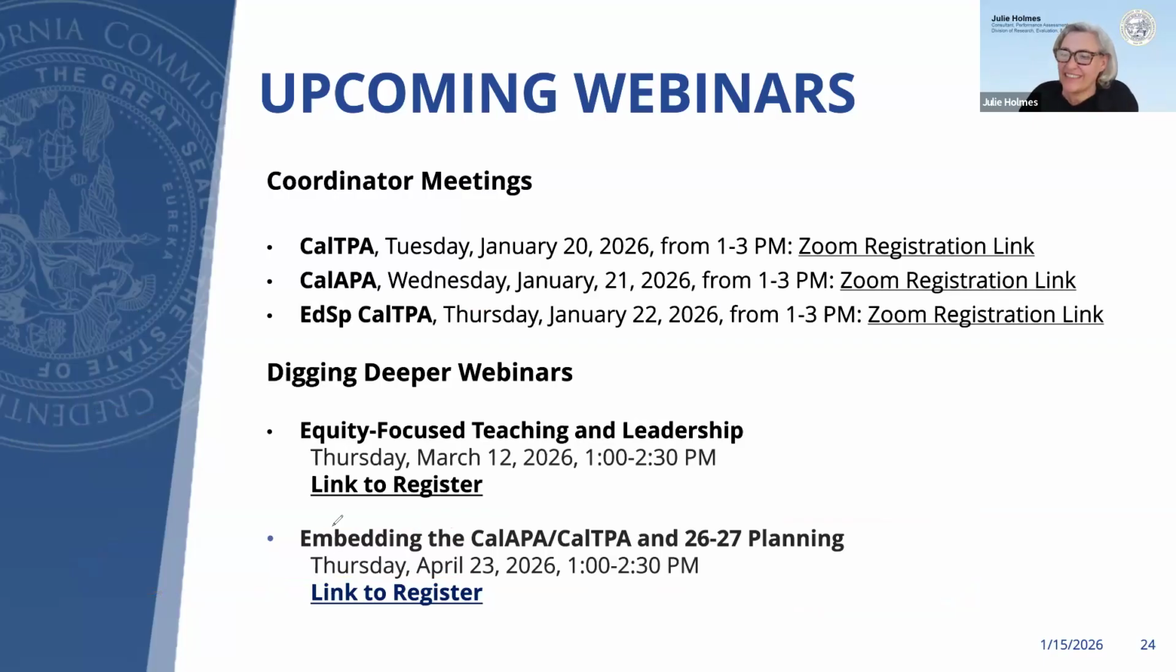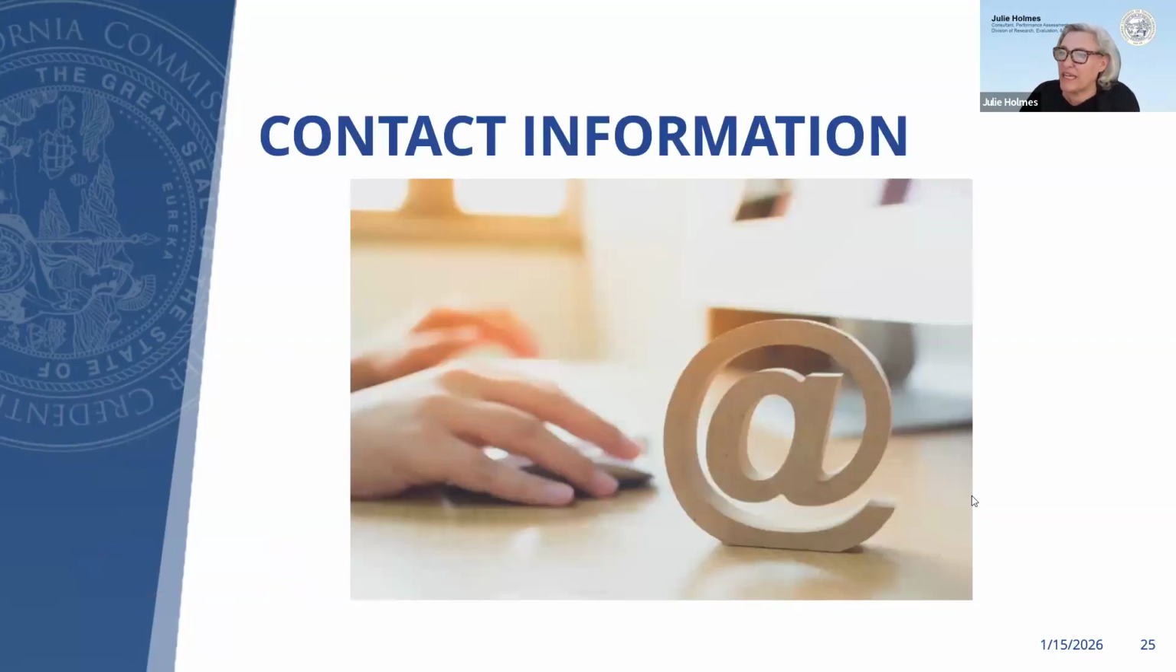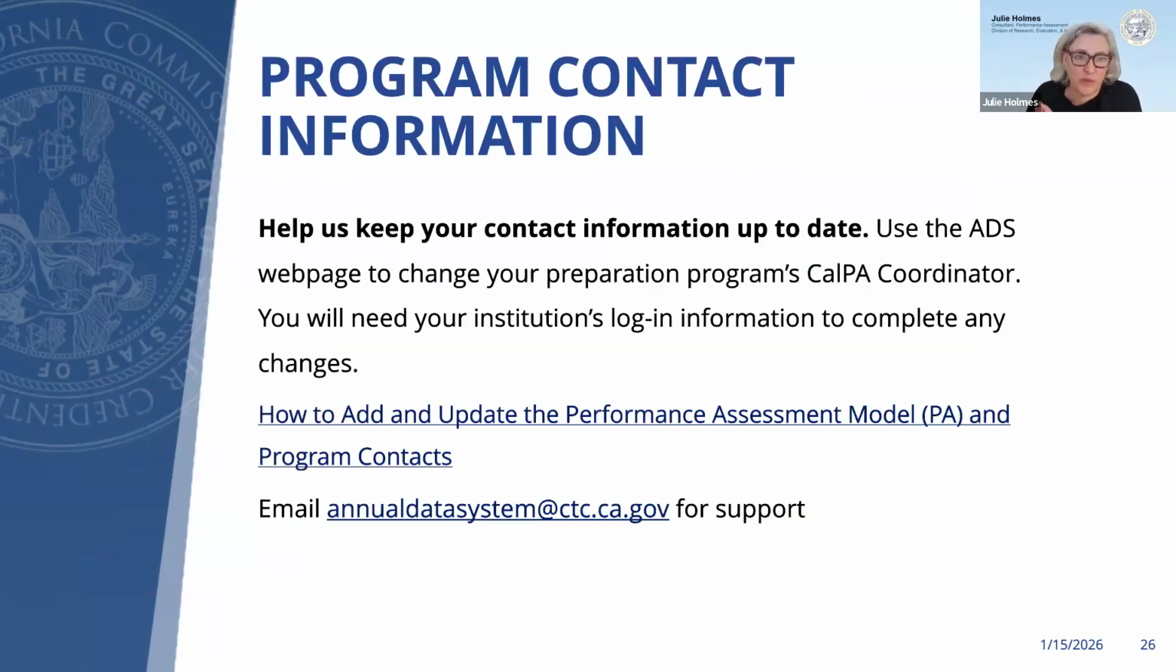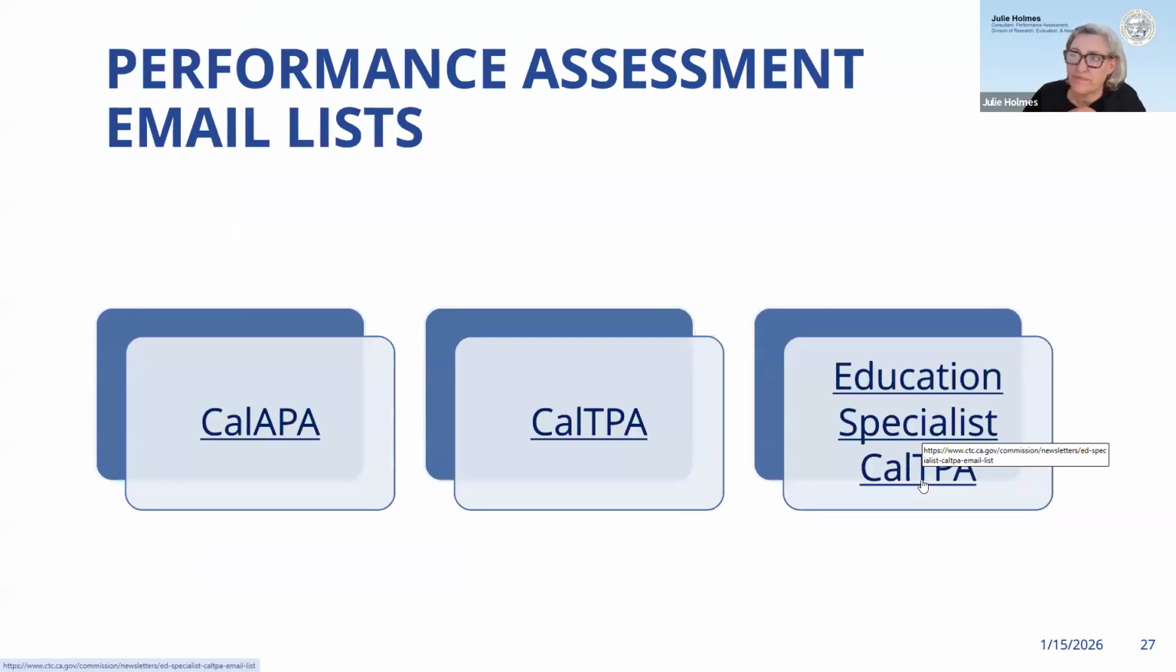All right, and next, let's keep going because we've got some program information. I know many of you know how to reach us, but again, this is how we contact your program coordinators. They're in our ADS system, so we have to keep that data clean and updated. If a program coordinator leaves at your site or changes roles and you get a new coordinator, they need to update this in the data system. They can email annualdatasystem@ctc.ca.gov for support, or they can read that link on how to add or change the contact in the ADS system.